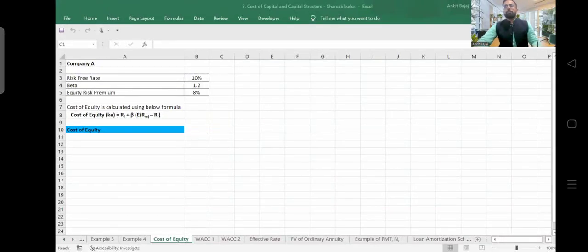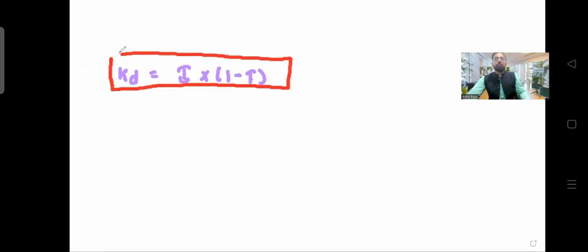Hello, guys. What we have done till now, we have discussed cost of debt, and we have learned how you can calculate the cost of debt. The formula for cost of debt is interest into 1 minus t. That is the formula to calculate cost of debt. Right, now if you want to calculate cost of debt, you will be using this formula. But what if I want to calculate cost of equity?